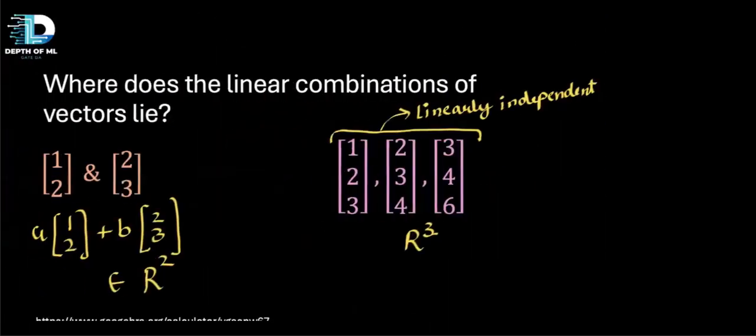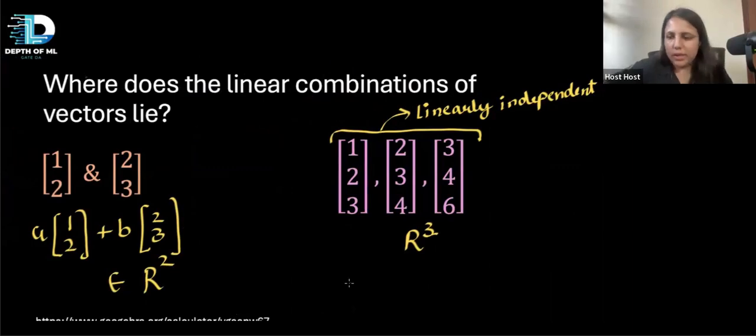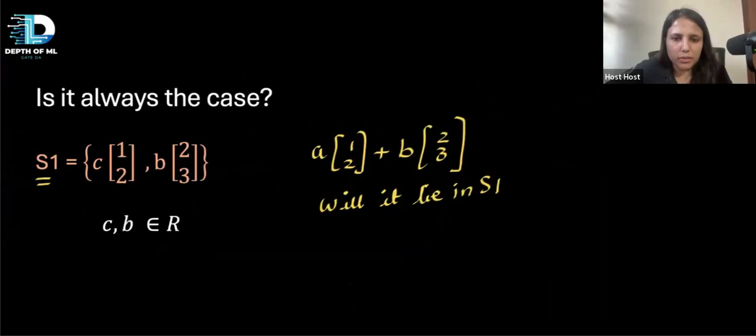Yes, ma'am. Fine. Cool. No problem. So they are linearly independent. I already told you they were linearly independent. So their linear combinations will lie in R3. Fine. Now let me come back to this.